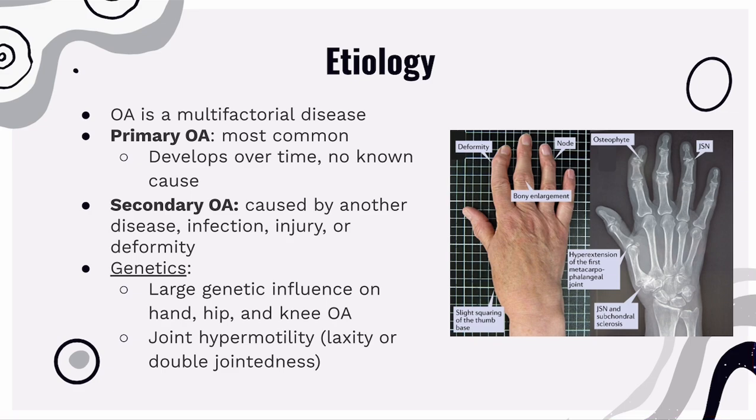Secondary OA is caused by another disease, infection, injury, or deformity, and an example of this is obesity, which would be categorized as secondary OA. Genetics plays a role in OA as well, with a larger influence in the development of hand, hip, and knee OA. Joint hypermobility, laxity, or double jointedness is due to weak ligaments and can lead to the development of osteoarthritis as well.